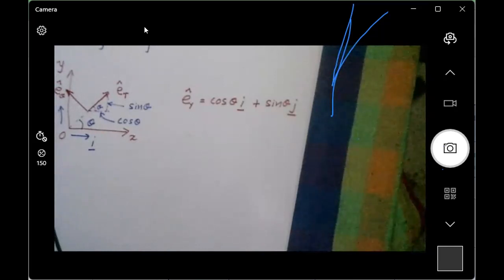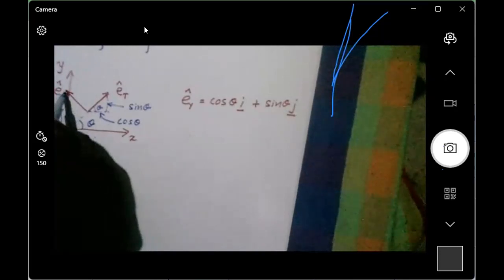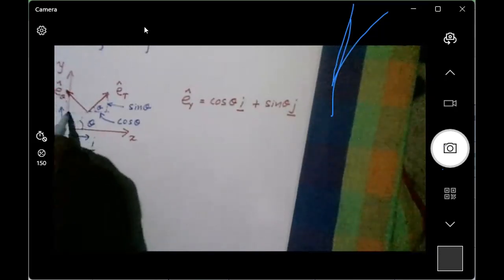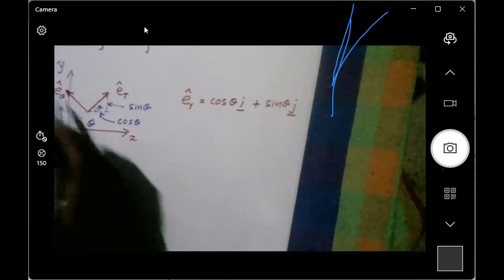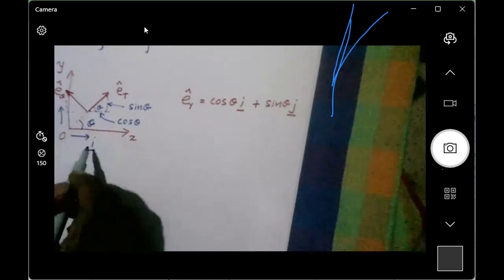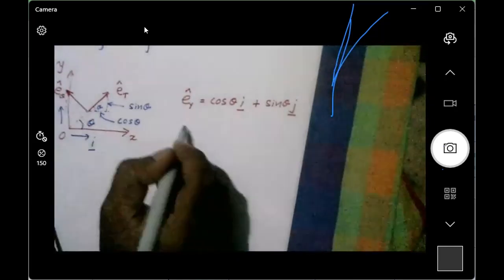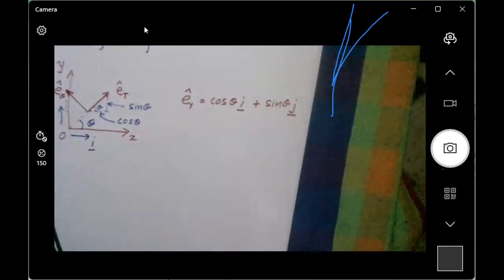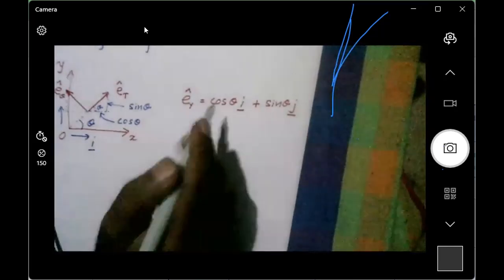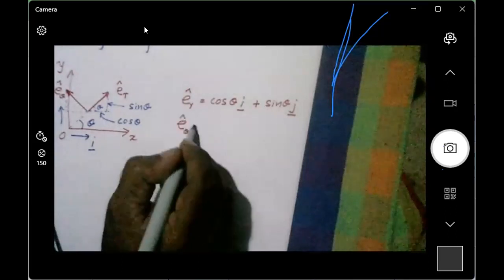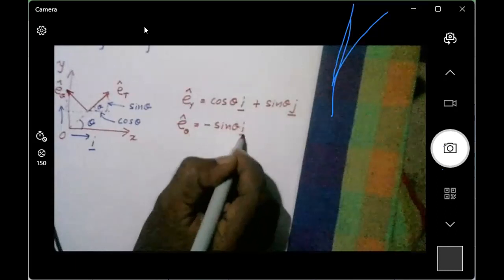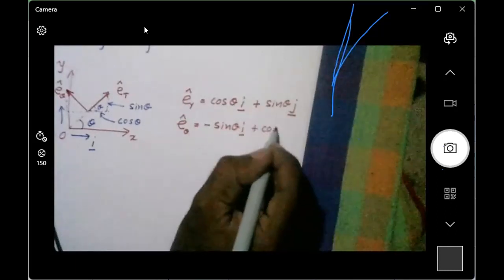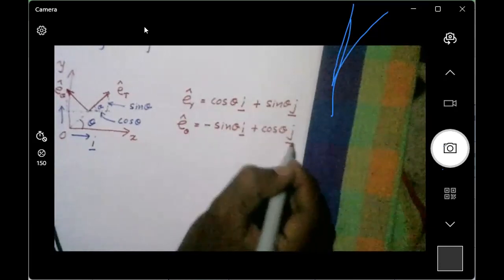What is the direction of the sin theta component? Is this one, right? So you can see that this is pointing in the opposite direction to i, right? So it really is minus sine theta i plus cos theta j.